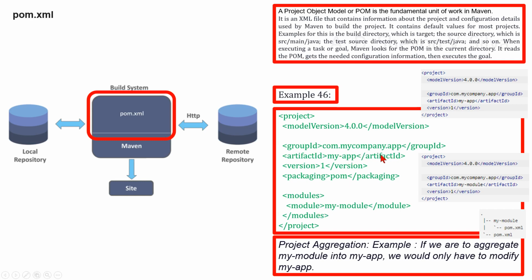com.mycompany.app:my-app:1 to com.mycompany.app:my-module:1's pom. By practice, we use the module's artifact ID as the module's directory name.